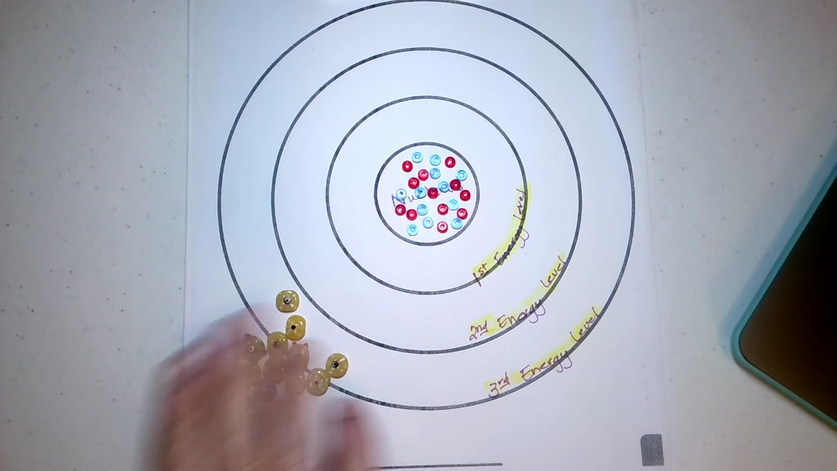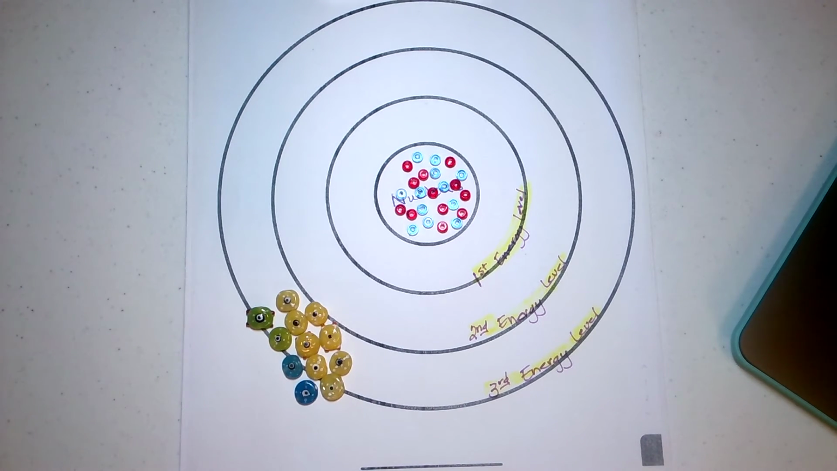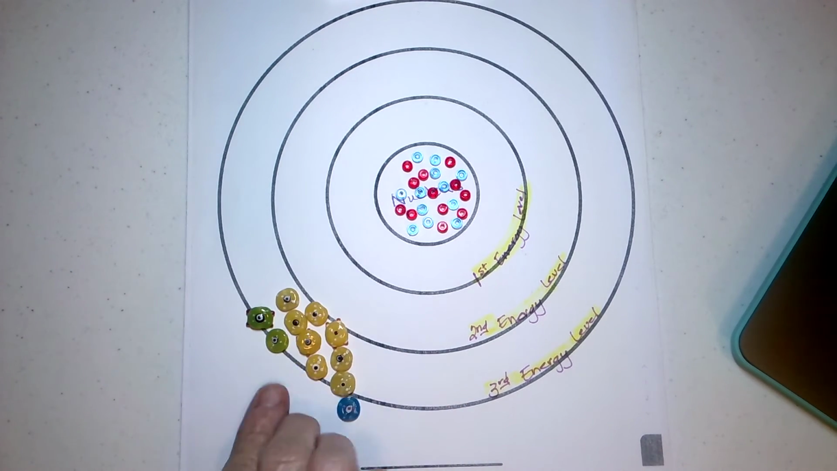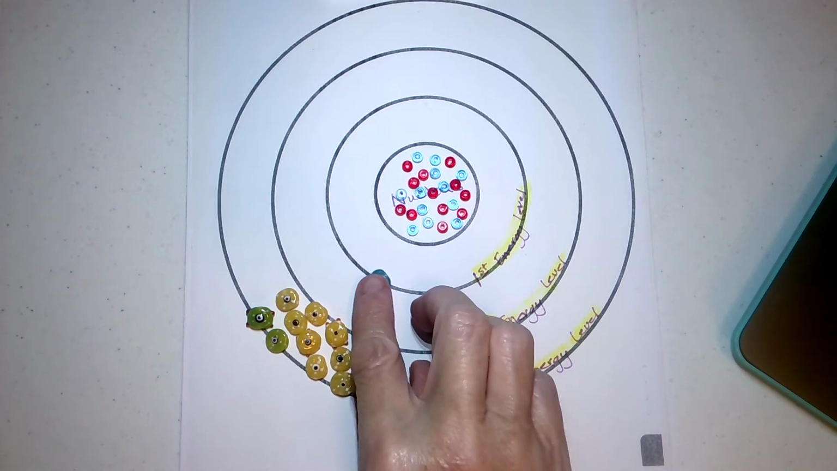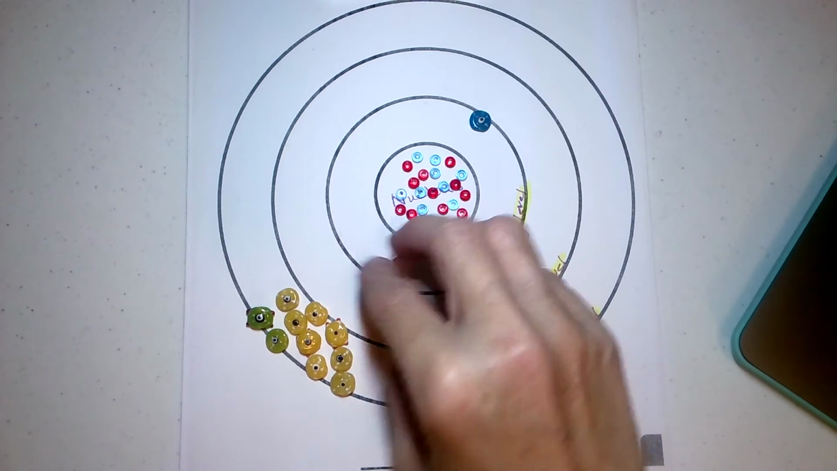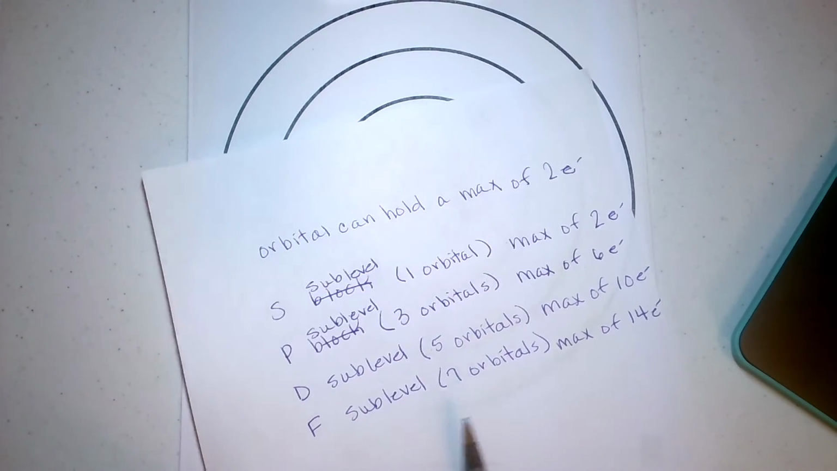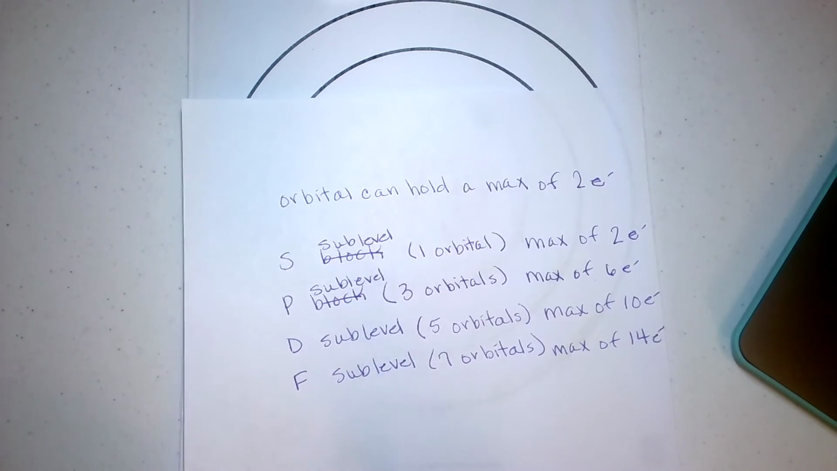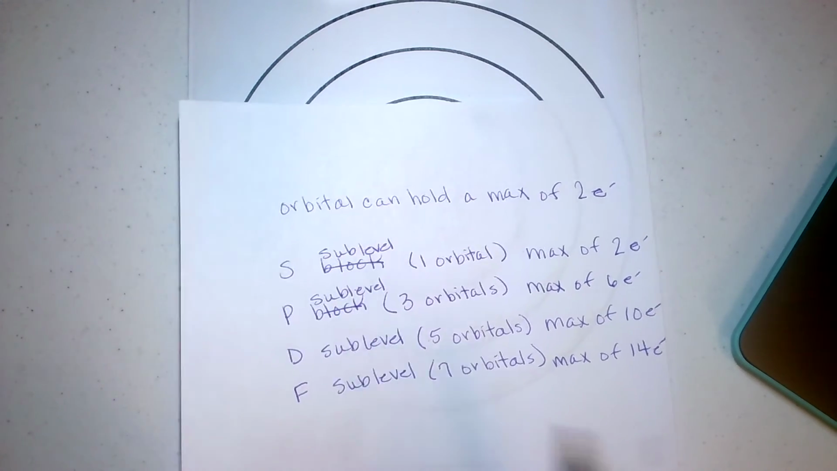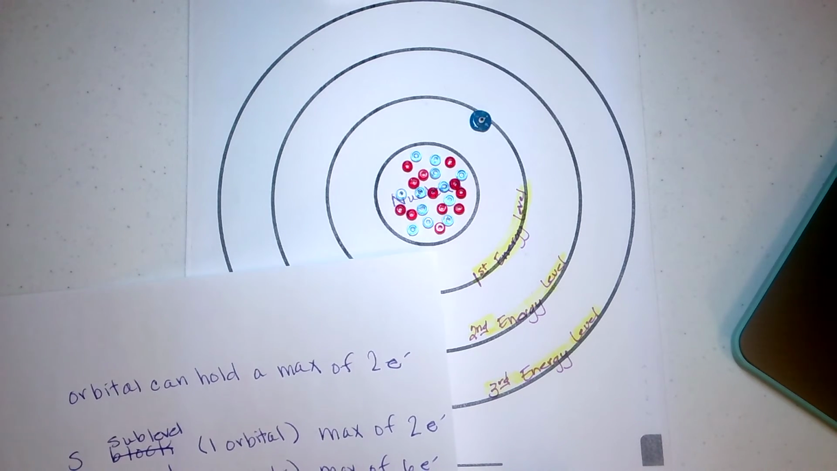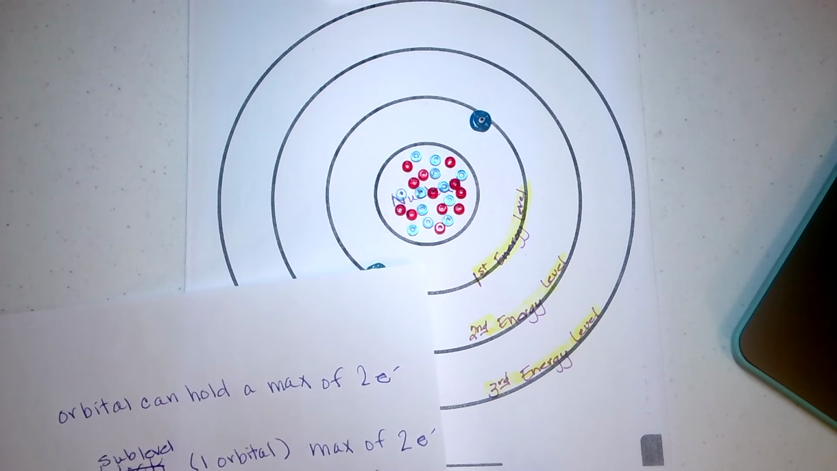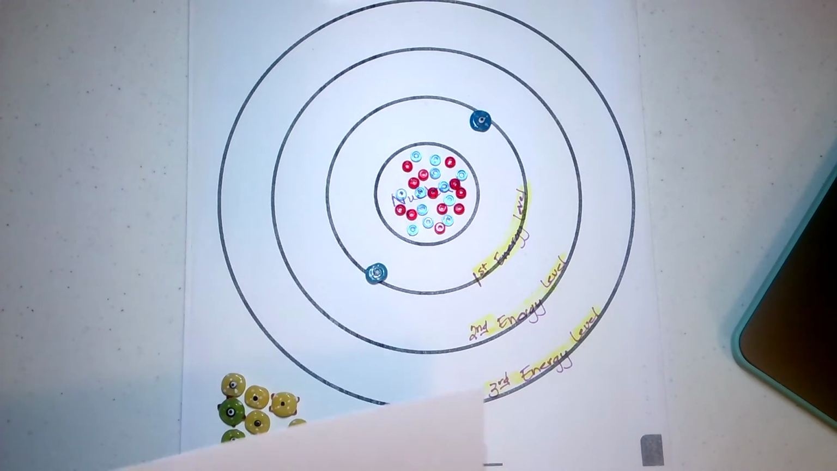So now I'm going to start placing my electrons. I have 12 electrons here to place. I'm going to take my blue ones just like I did the first time and put those in the first energy level. Don't forget, the first energy level can only hold 2 electrons, because as we saw in our last video, we only have an S sublevel in that first energy level, as shown on our periodic table.